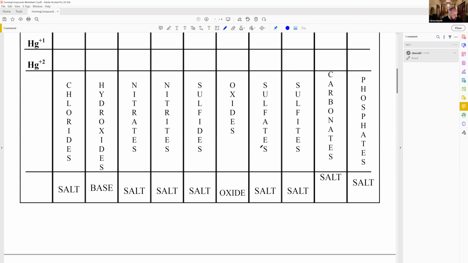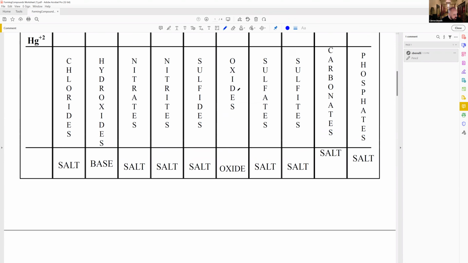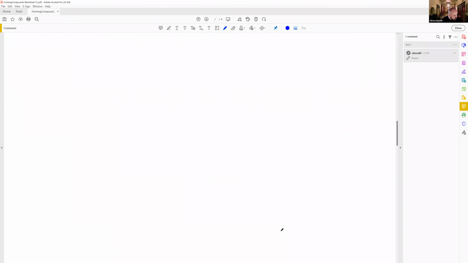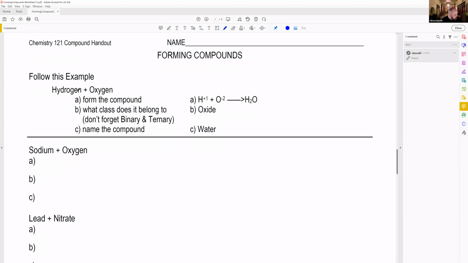compound even easier. So you'll also see down here that if something combines with sulfate, that it is going to also be a salt. So this stuff here that gives you this additional information is going to be useful on the third page here, where we start to actually name the combination of these. So look at this, hydrogen and oxygen on the third part of your assignment here.